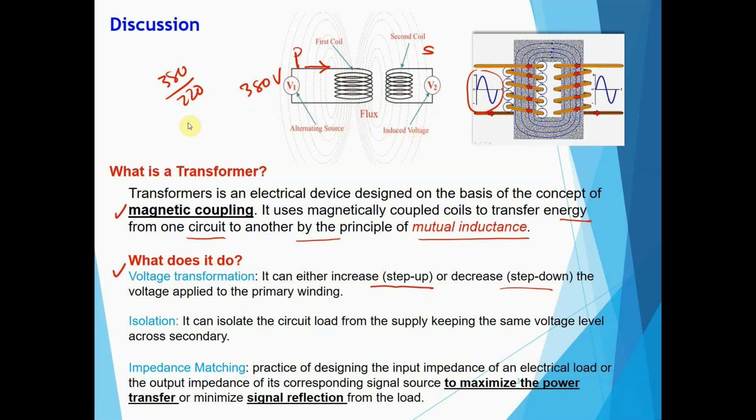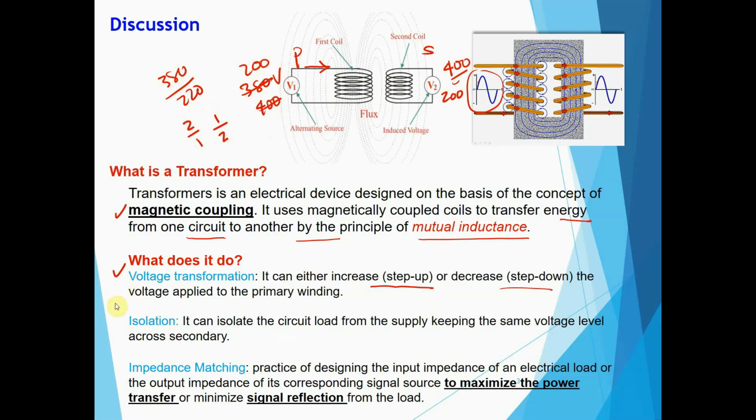Or let's say the transformer ratio is 2:1. If I have 400 volts here, I will have 200 volts on the other side, okay? Or otherwise, if the transformer ratio is 1:2, and I apply 200 volts on the primary, in the secondary I will have 400 volts, right? So this is the transformation ratio, or we can express this as a voltage ratio, okay?